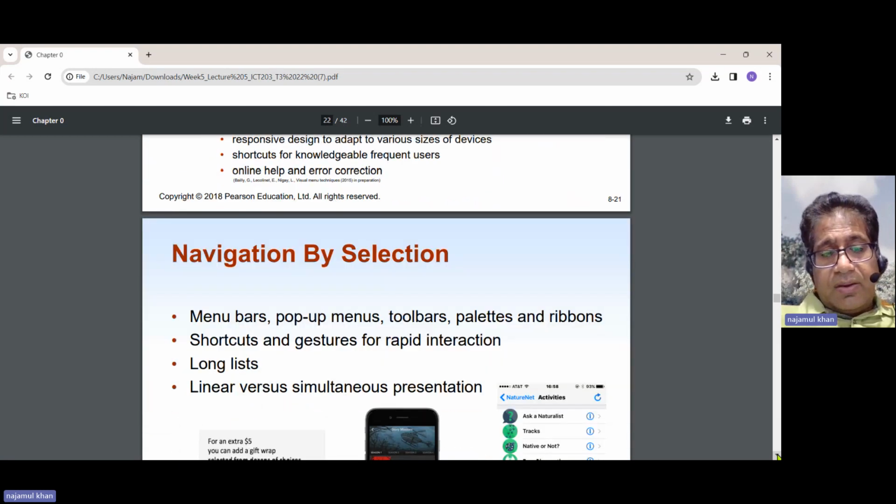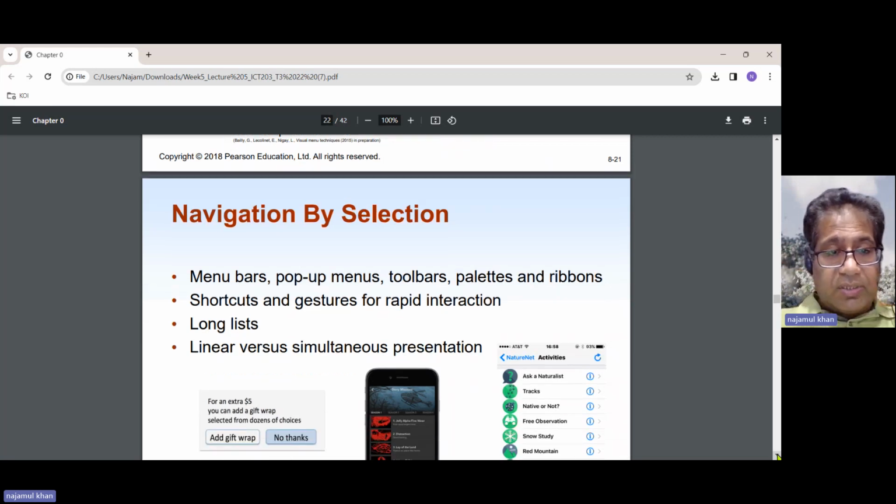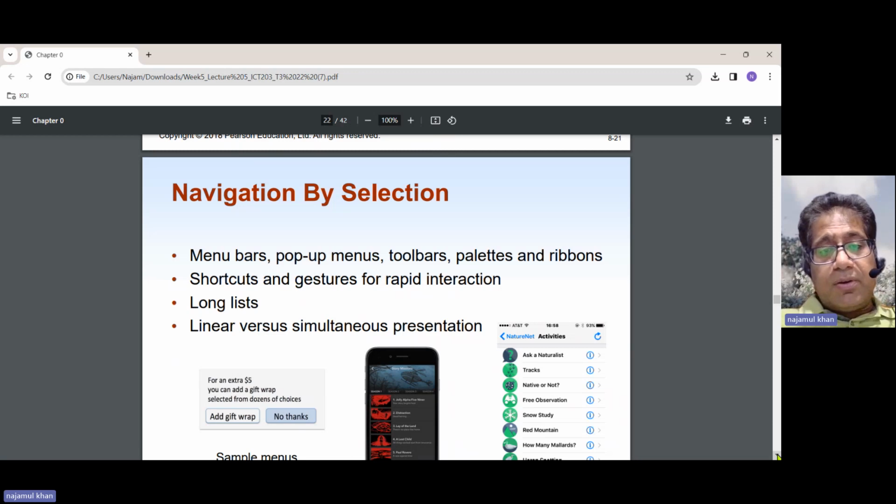Navigation by selection. In week 5, as you know, this is week 5, your individual assignment is due, and I have asked everyone to use Ben Shneiderman's golden rules, at least 5 out of 8. This is one of the requirements of your assignment 2 as well. Navigation by selection: we're talking about different things, as you can see here, different menu bars, pop-up menus, toolbars, palettes, ribbons, and shortcuts. They are all there, and we all need them. Rapid interaction from them is essential; without rapid interaction, these things become less important. That's something we have to see here.